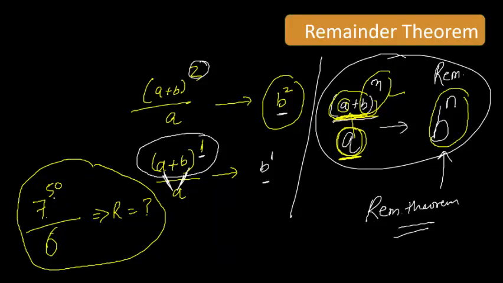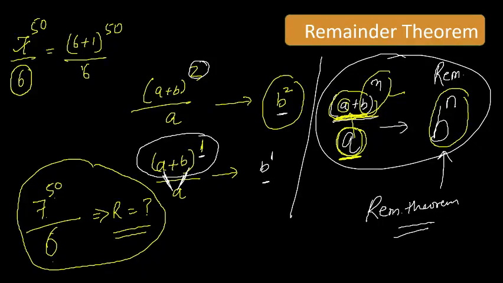When 7 raised to the power 50 is divided by 6, what will be the remainder? 1, and 1 raised to the power 50 is 1. Good. So my shortcut here is, if I'm dividing by 6, I will make 6 here by breaking 7 as 6 plus 1. Simple.